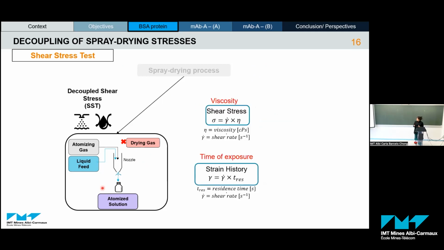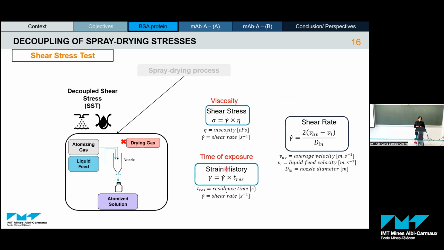And in order to measure the impact that this process has on the protein in a numerical way, we have two different parameters. The first one is the shear stress, which is related to the viscosity of the formulation. And the second one is the strain history, which is related to the time of exposure that the formulation has when passing through the nozzle.